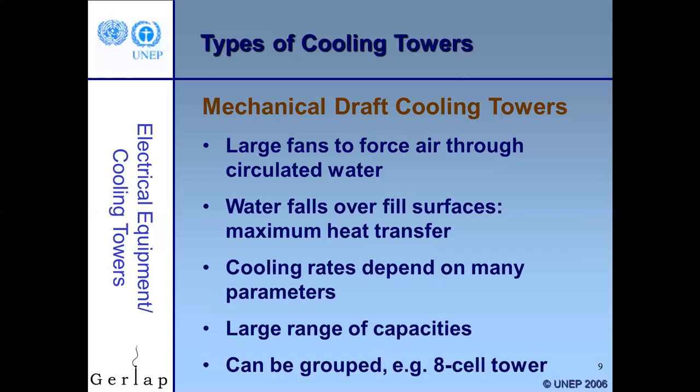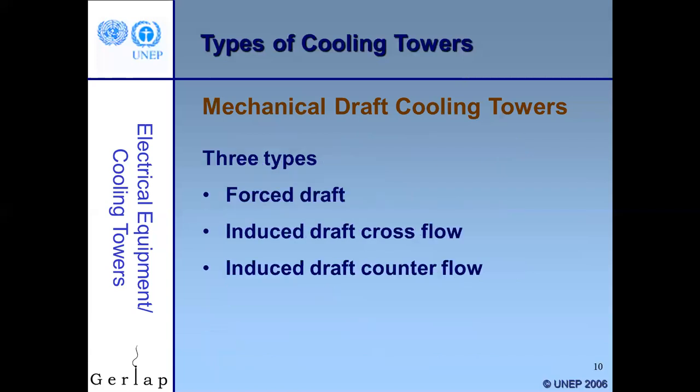So water falls over fill surfaces to get us the maximum heat transfer. We have lots of different things that affect the performance that we'll talk about. And you can group these cells together into one large tower, and each cell will have its own fan. So we'll see the types. There is forced draft, where you have the fan basically blowing the air through the tower. That's almost always a centrifugal fan.